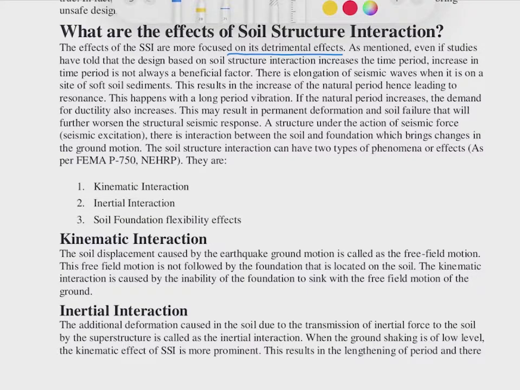Even if studies have told that the design based on soil structure interaction increases the time period, increase in time period is not always a beneficial factor. It's not always beneficial, because there is elongation of seismic waves when it is on a site of soft soil sediments. In this case, there is also increase of the natural period, hence leading to resonance, and specifically resonance with the long time period vibrations.